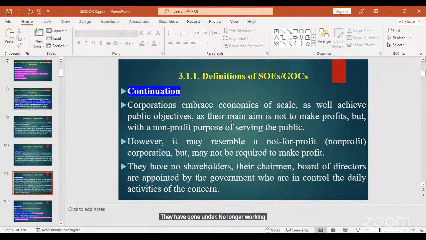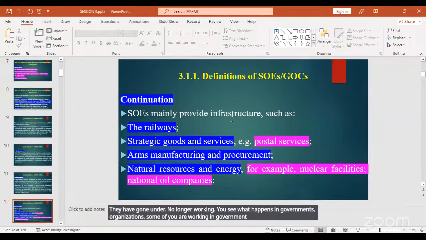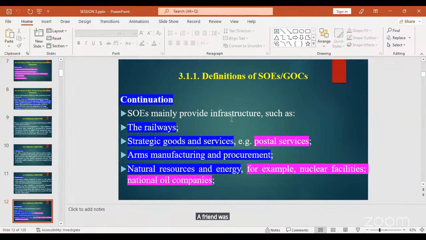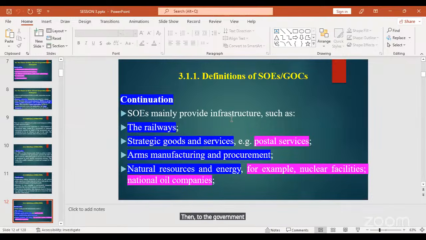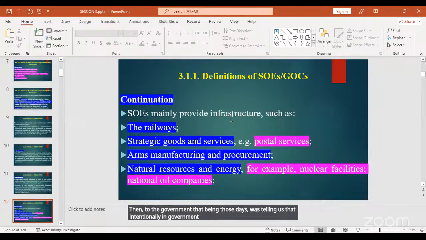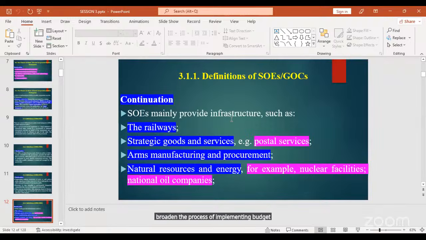You see what happens in government organizations? Some of you are working in government organizations. A friend was telling us one time, some years ago, when I was doing my second master's degree in Unilab, somebody who was a special advisor to the government in those days was telling us that intentionally in government, they will slow down the process of implementing budgets for a particular year. They will not implement it.